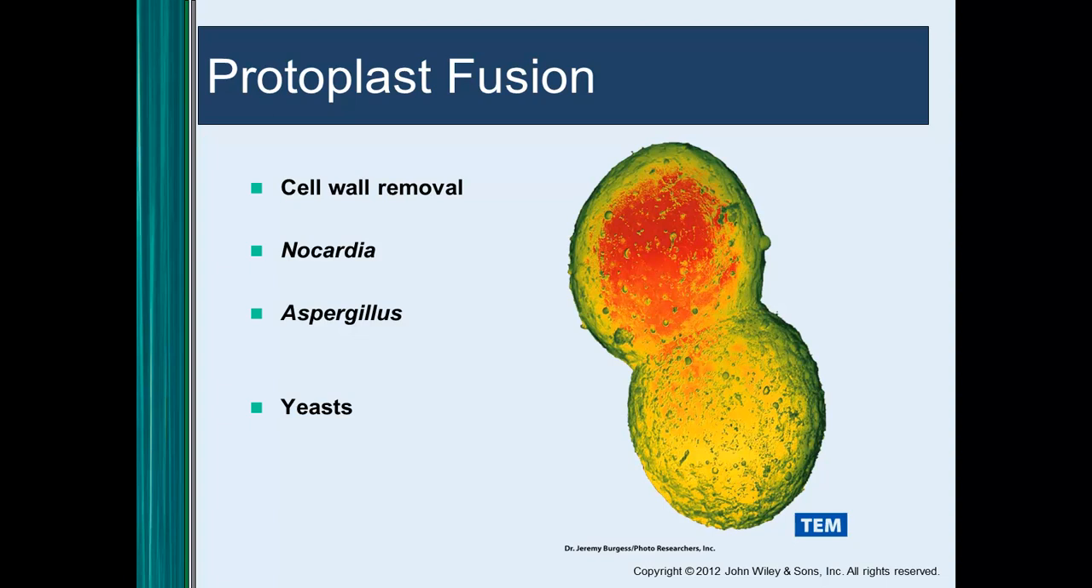Although genetic recombination occurs in nature about 1 in a million cells, it occurs in protoplast fusion in as many as 1 in 5 cells. So this is a way of simply speeding up a process that occurs in a very limited way in nature. Protoplast fusion has been used to fuse bacterial, fungal, and plant cells.